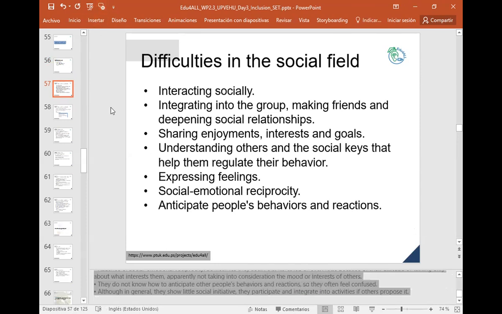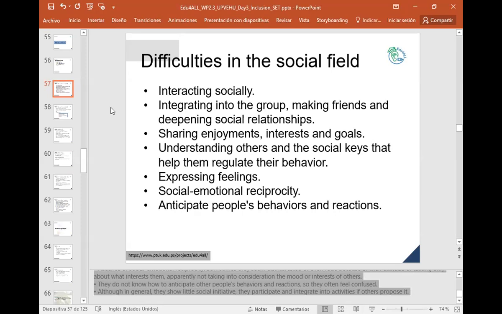Regarding the social field, they may present difficulties interacting socially, rigidity to adapt their behavior to social situations, integrating into the group, making friends, and deepening social relationships, spontaneously sharing enjoyments, interests, and goals with others, understanding others and understanding the social keys that help them regulate their behavior, problems detecting emotions and feelings of others. They don't know how to be empathetic, expressing their feelings, absence of social emotional reciprocity.